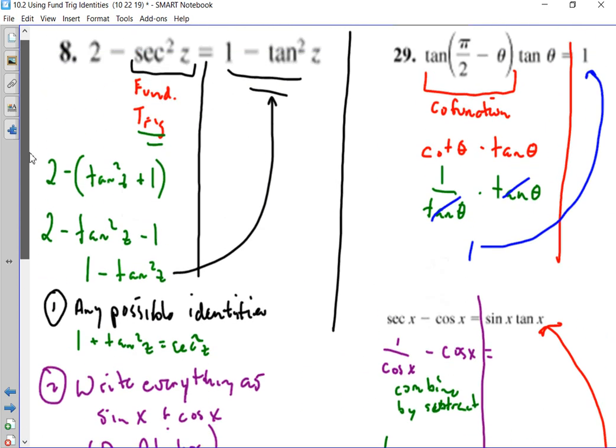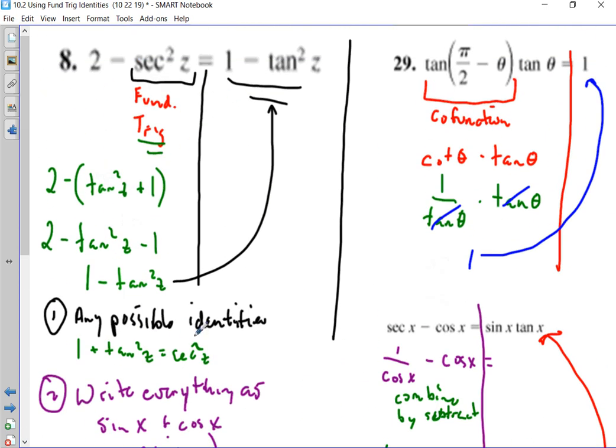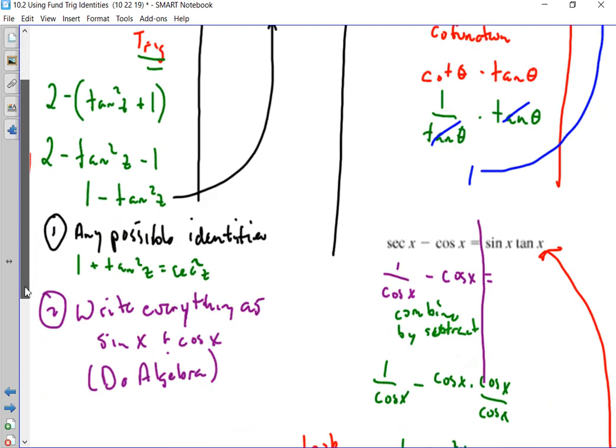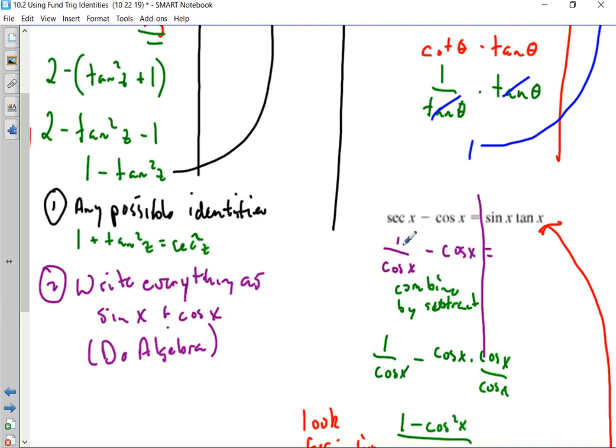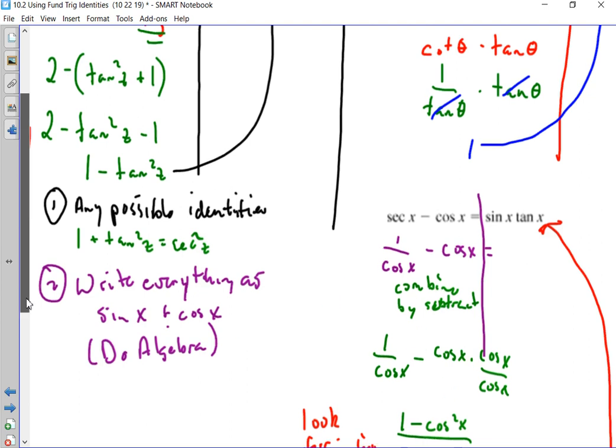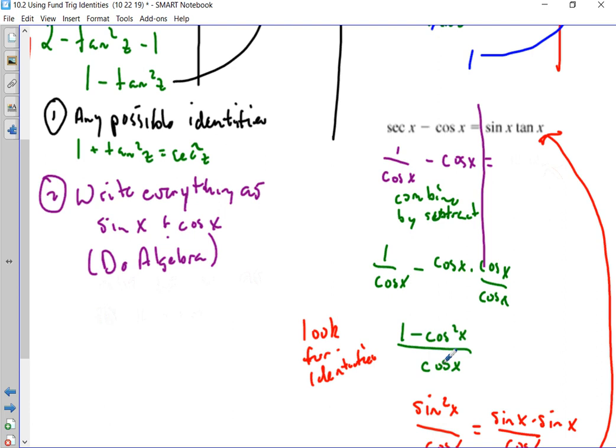You start on the left side, and you first look for possible identities. You use one of the possible identities if it's there, and then you do algebra afterwards to simplify. Over here, find an identity. Find another identity, simplify, you get your answer. Last one, secant goes into 1 over cosine, one of our cosine identities, and then we do algebra. We combine, go back and use an identity, and then simplify and get our answer.